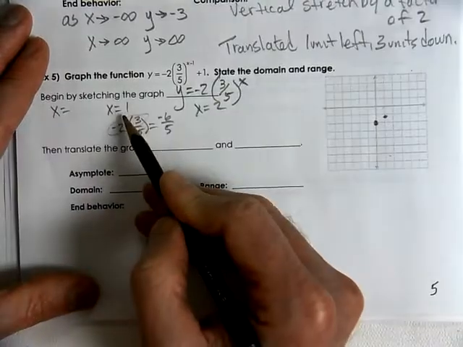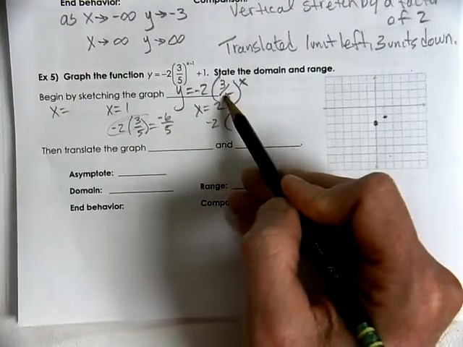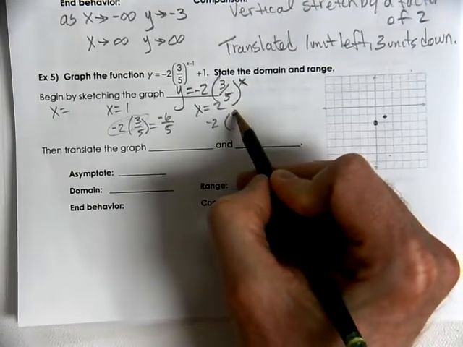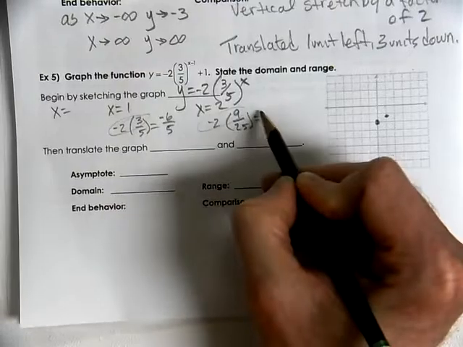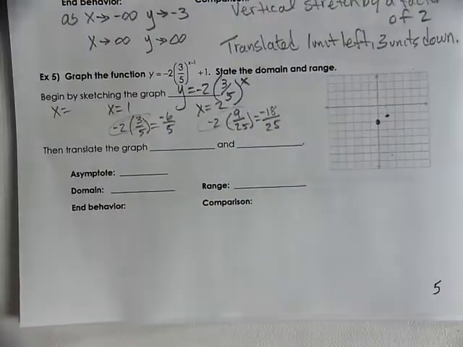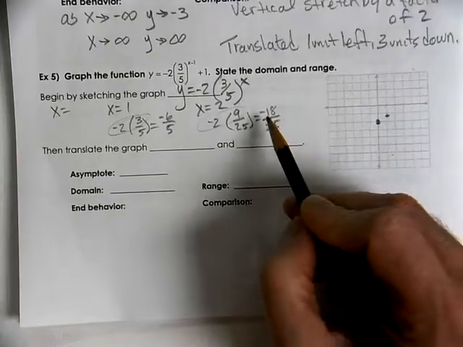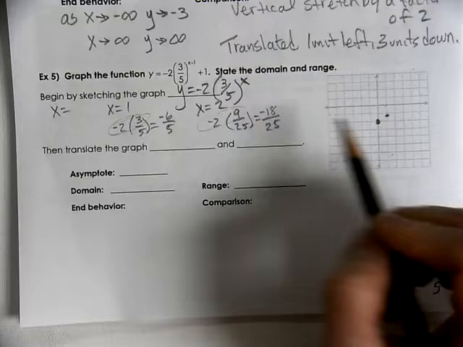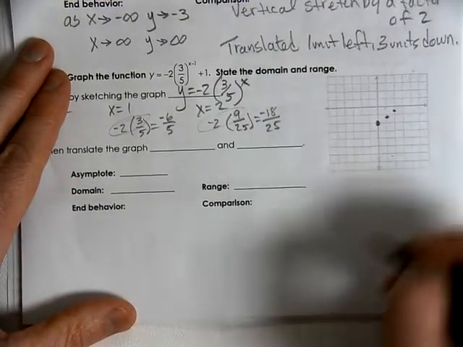At positive 2, we're going to have our fraction that is squared, so it's going to be 9 over 25. So when we multiply, we get negative 18 over 25. 12.5 over 25 would be a half, so it's a little bit past a half, but it's still less than 1.